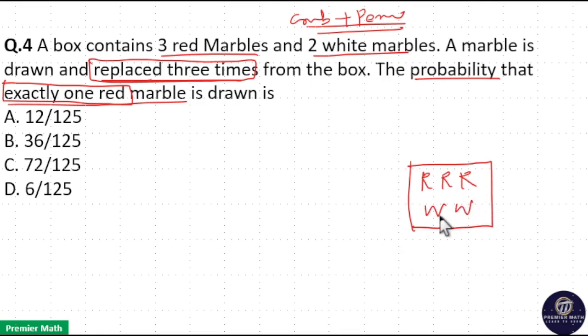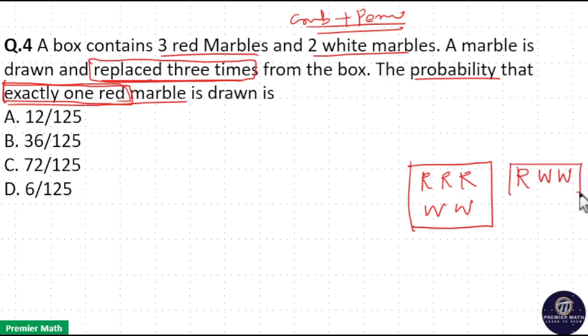Now, if you take any one of these marbles outside, consider you are taking red outside. After you take it outside, you put it back in the box again. And for the second time, you cannot choose red again because exactly 1 red is our outcome. You already chose 1 red. Now you can choose white. So if you take white outside, again you put it back in the box. Again you take 1 more white, and again you put it back in the box. So this is the replacement concept.